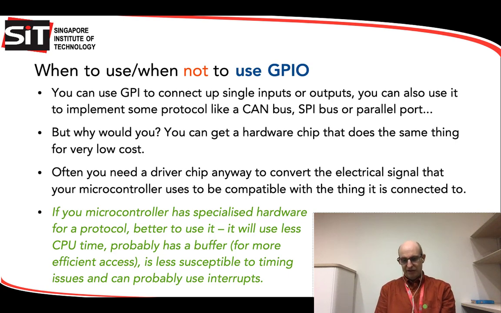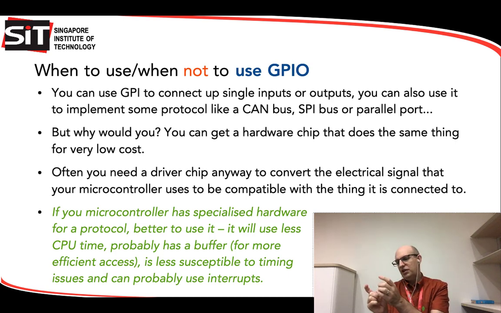Sometimes you don't have that block built into the CPU. Let's take CAN bus as an example. You can buy microcontrollers with a CAN bus driver built in. But often, even if your CPU has a CAN driver, you need an external buffer or device that goes between the CPU and the CAN peripheral. So you need a little chip there to do the driver.